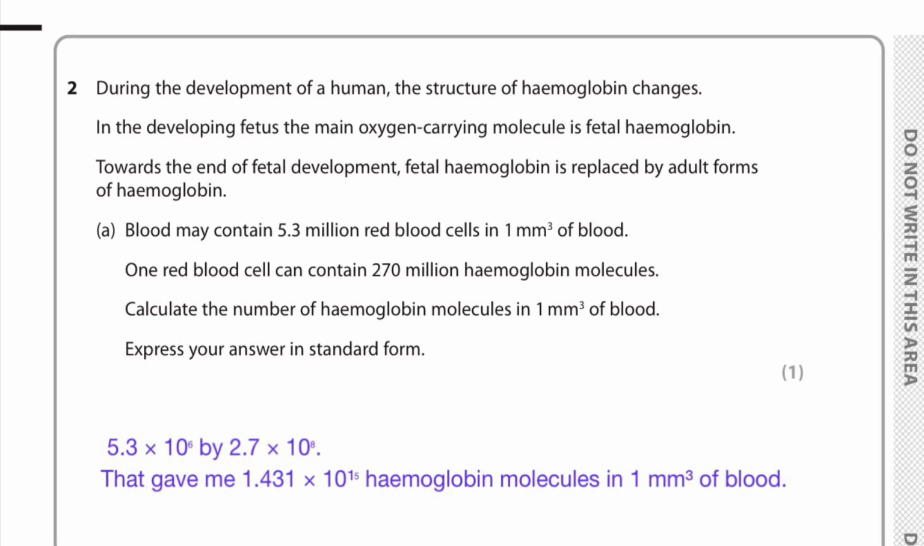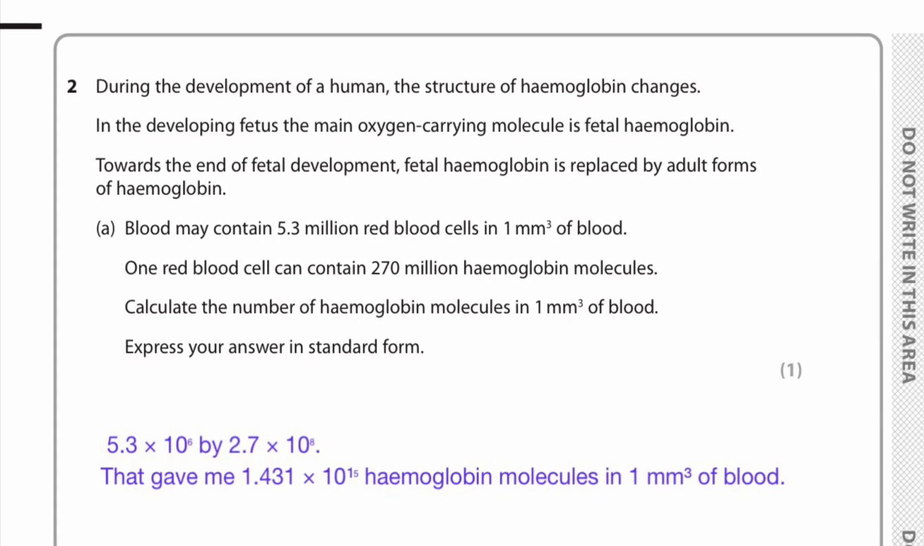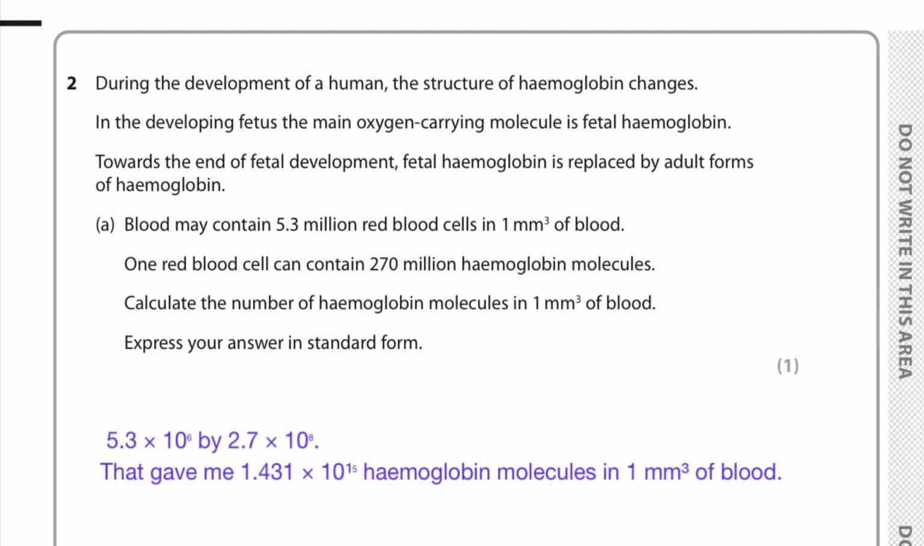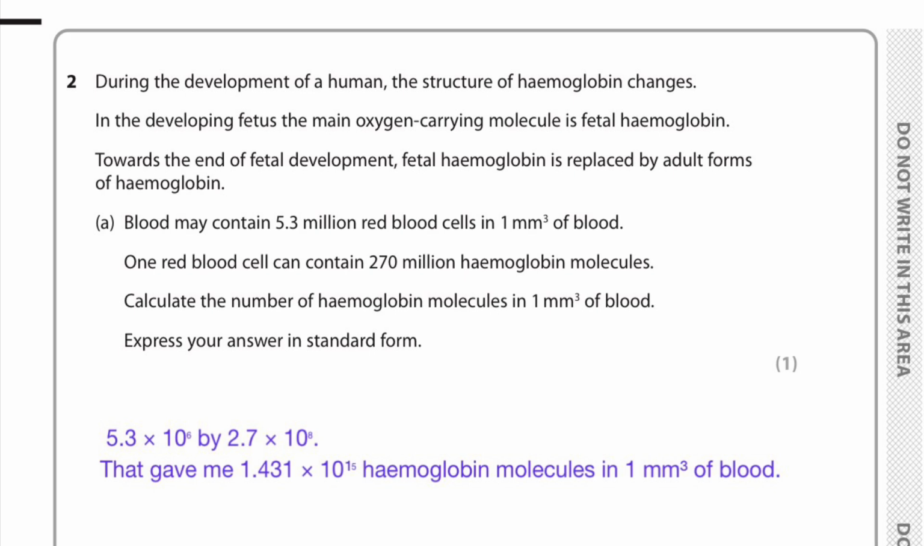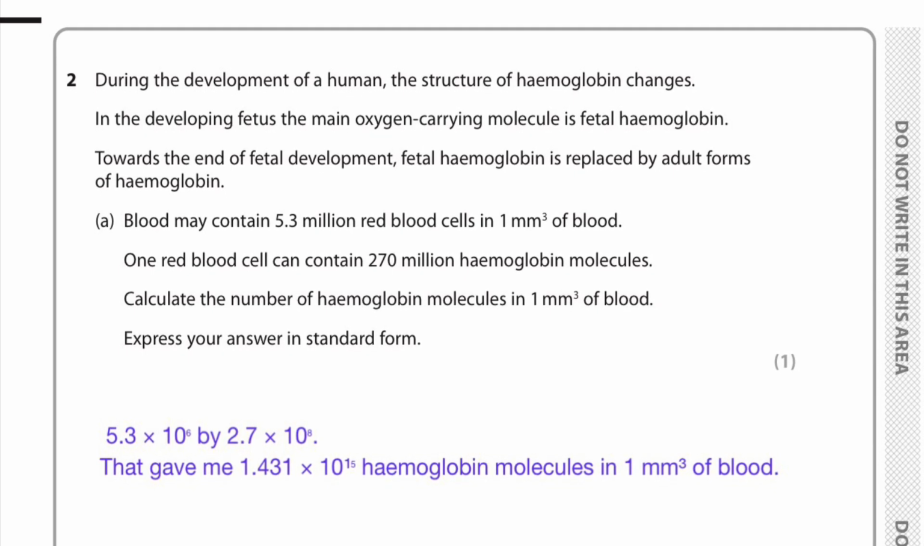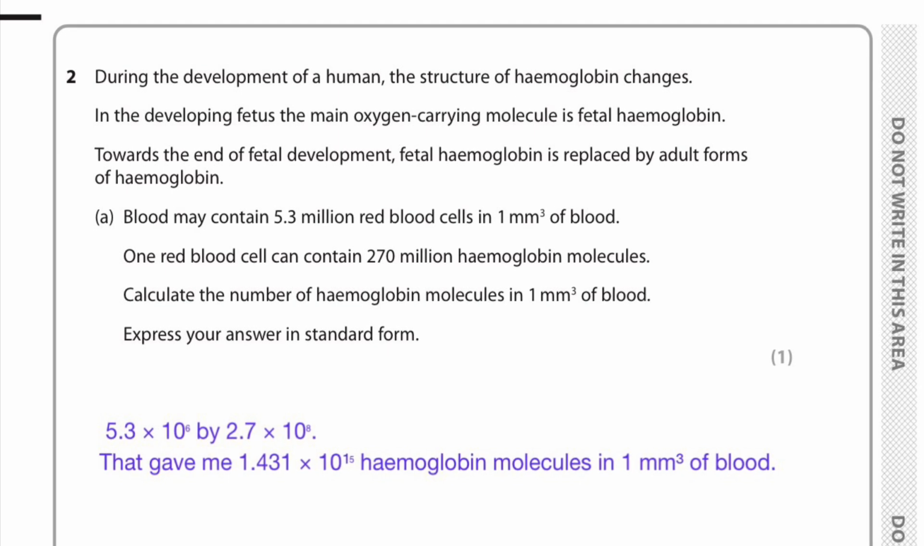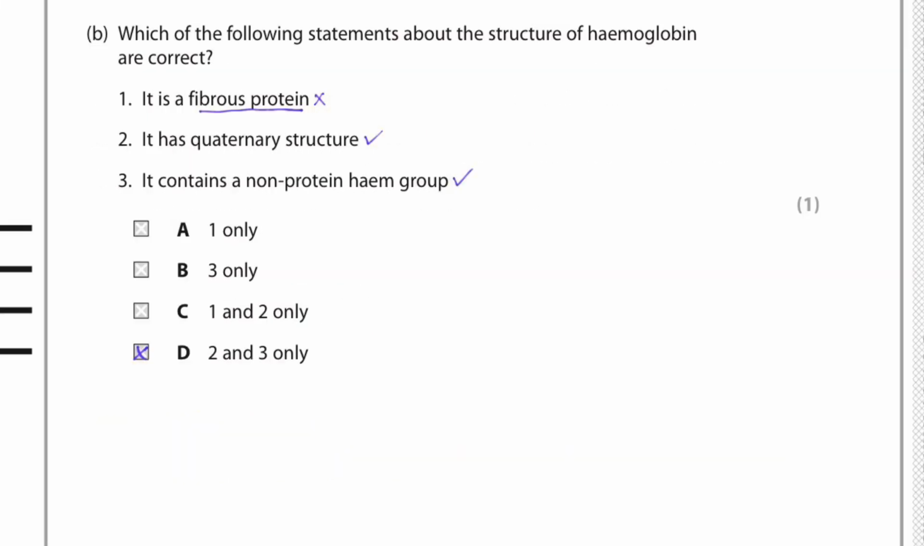First, I multiplied 5.3 times 10 to the power of 6 by 2.7 times 10 to the power of 8. That gave me 1.431 times 10 to the power of 15 hemoglobin molecules in 1 millimeter cubed of blood.